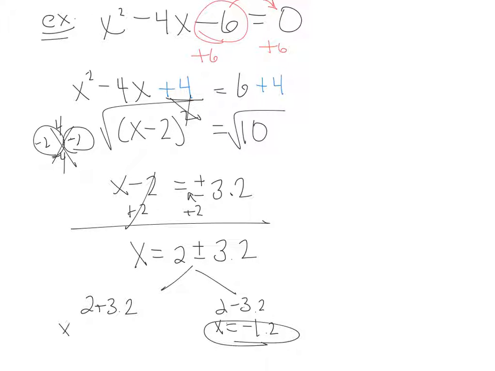And 2 plus 3.2 is 5.2. And I'm done. This takes practice, but it actually is a little bit quicker than the quadratic formula if you get more comfortable with it. So go ahead and let's try another one. Let's try this one more together and then we'll practice them on our own.